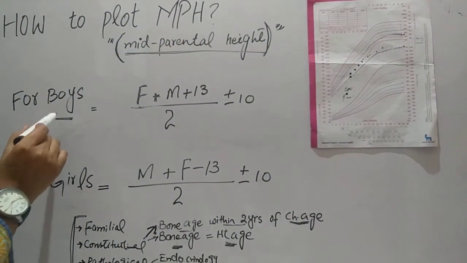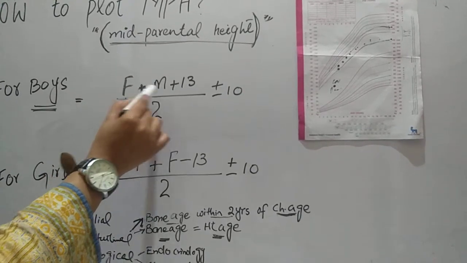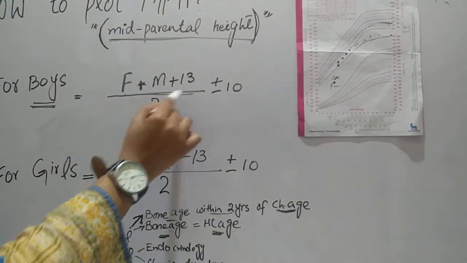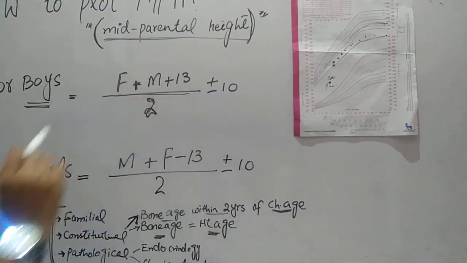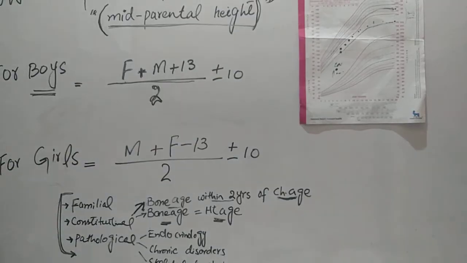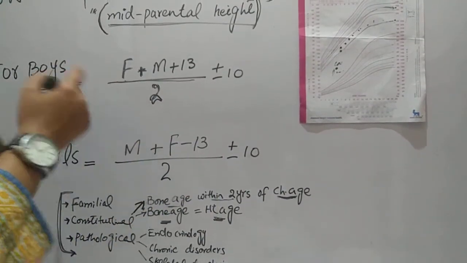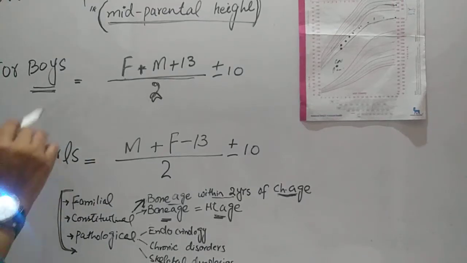First of all, for boys, we have this formula: father height in centimeter plus mother height in centimeter plus 13, divided by 2, plus minus 10. And for girls: mother height in centimeter plus father height in centimeter minus 13, divided by 2, plus minus 10. You will use these formulas to calculate a range.